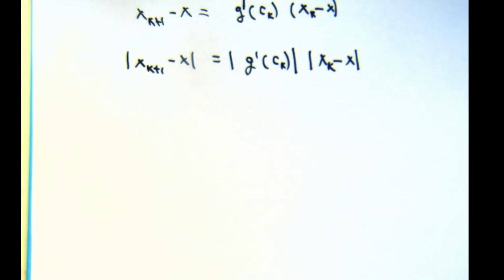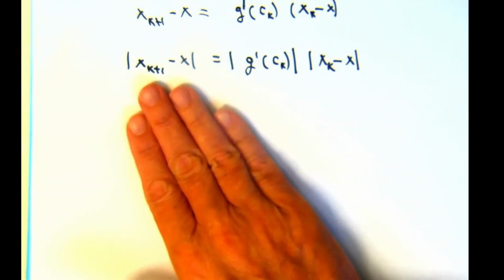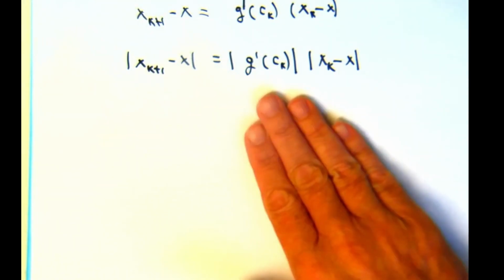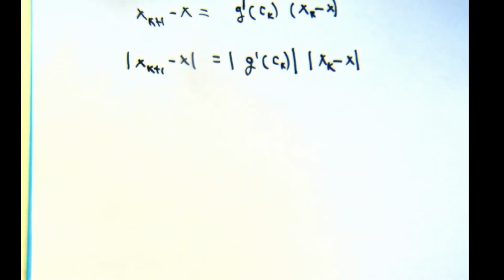On the other hand, suppose I knew that the g prime was always bigger than, say, 2 in absolute value, then the new error would be at least 2 times the previous error, and things would get worse as I went along. So what's going to control convergence or divergence of this fixed point method? It's how big g prime can get.